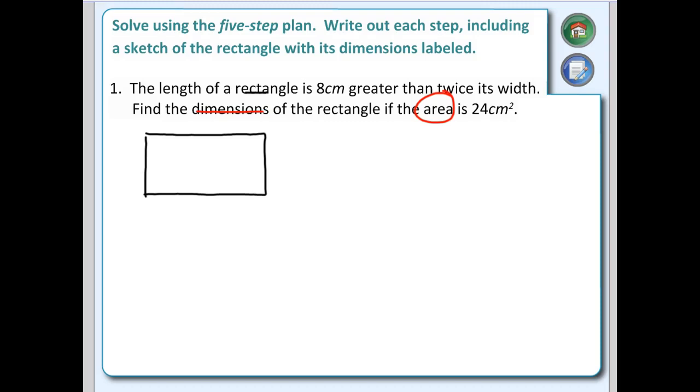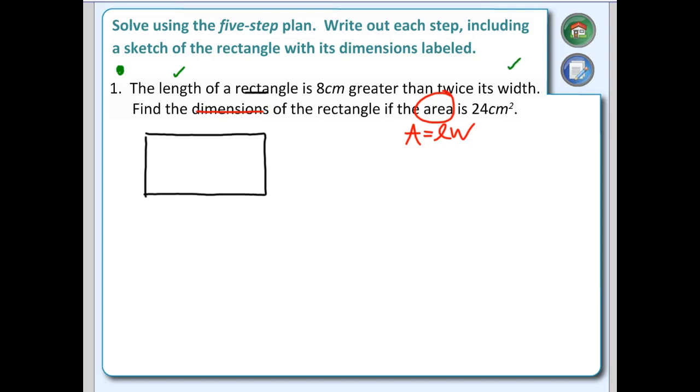Now, I kind of expect you to know something. What do I expect you to know? Yeah, you've got to know area equals what? Length times width. So, let's go back up here to the first sentence. We're kind of back in chapter 1, and let's see if we can come up with let statements. So you can either give me let statements or you can label the rectangle. So it says the length of my rectangle is 8 centimeters greater than twice its width.